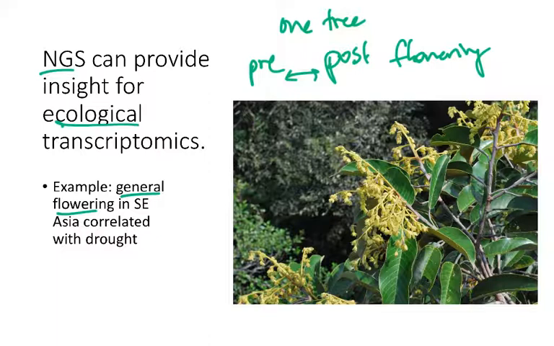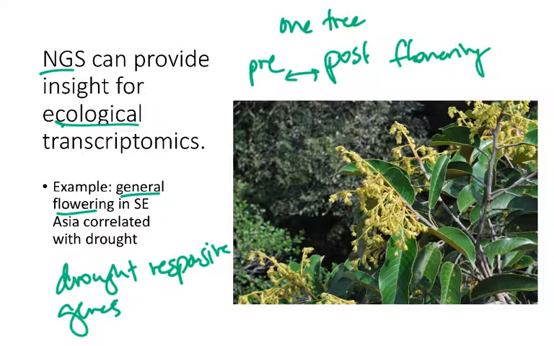And when they correlated that with the meteorological data, they found, first of all, that many of these plants seemed to be responding to drought conditions. And when they looked at the genes that were changing expression in these pre versus post flowering conditions, genes that were drought responsive genes were the ones that were changing expression in these individuals. So that supports the hypothesis that drought is involved in triggering this general flowering phenomenon.